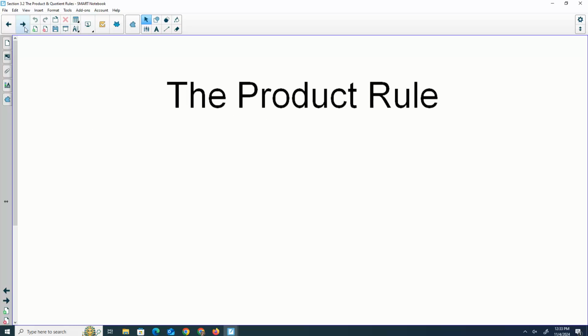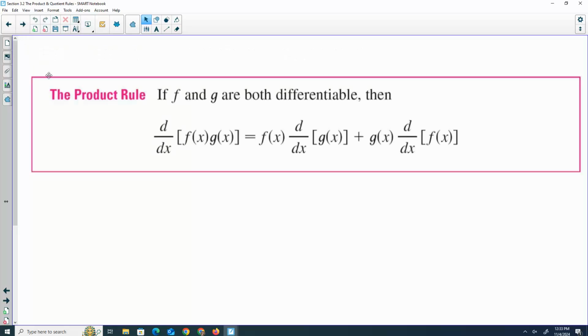So, the first is the product rule. Are you guys okay if I just tell you the rule, or do you want me to derive it for you? No, that's fine. Okay. So you have the derivative of two functions being multiplied. You do the first times the derivative of the second plus the second times the derivative of the first.